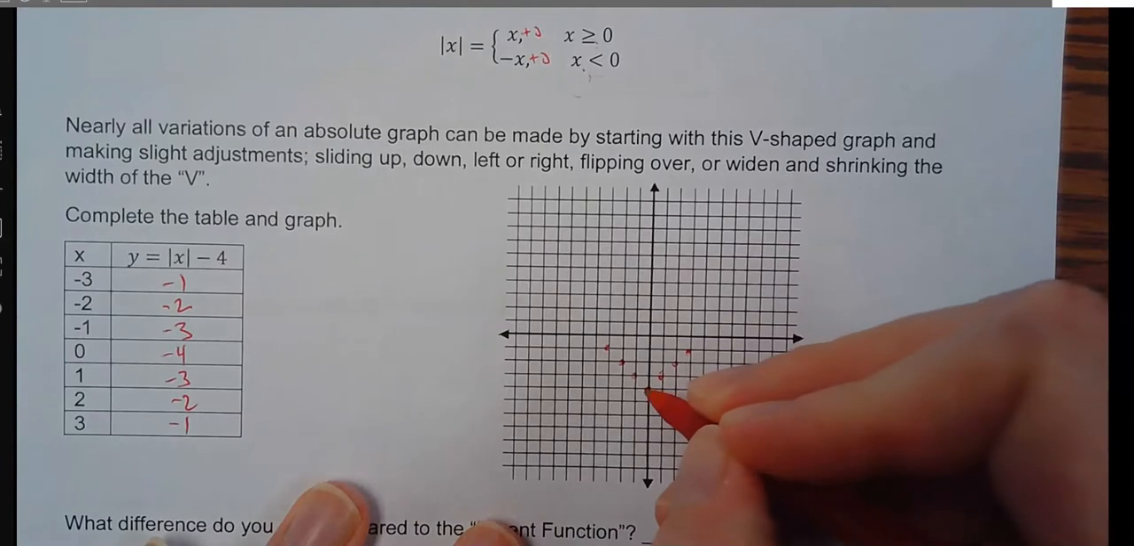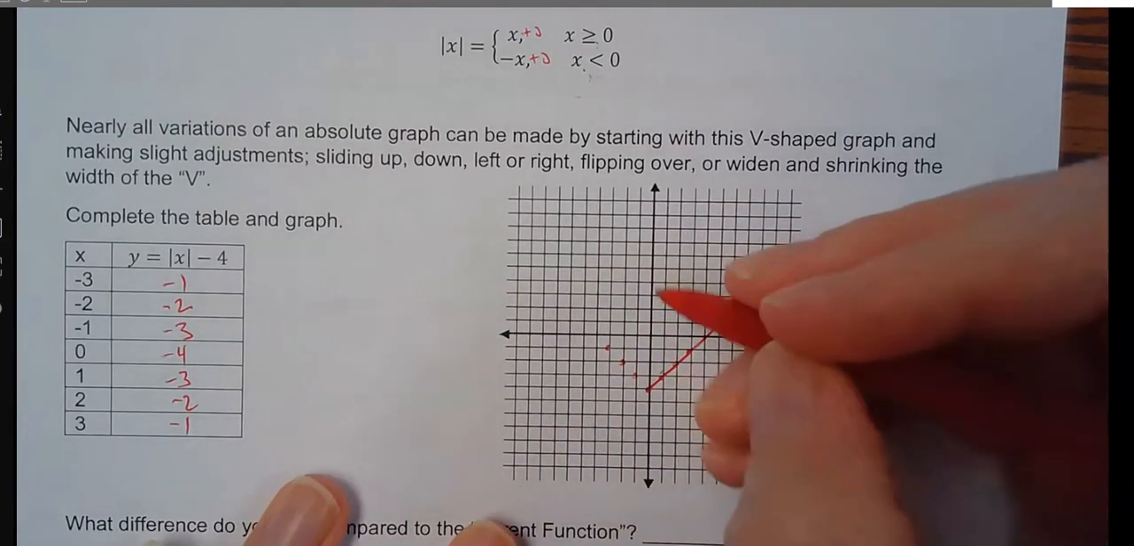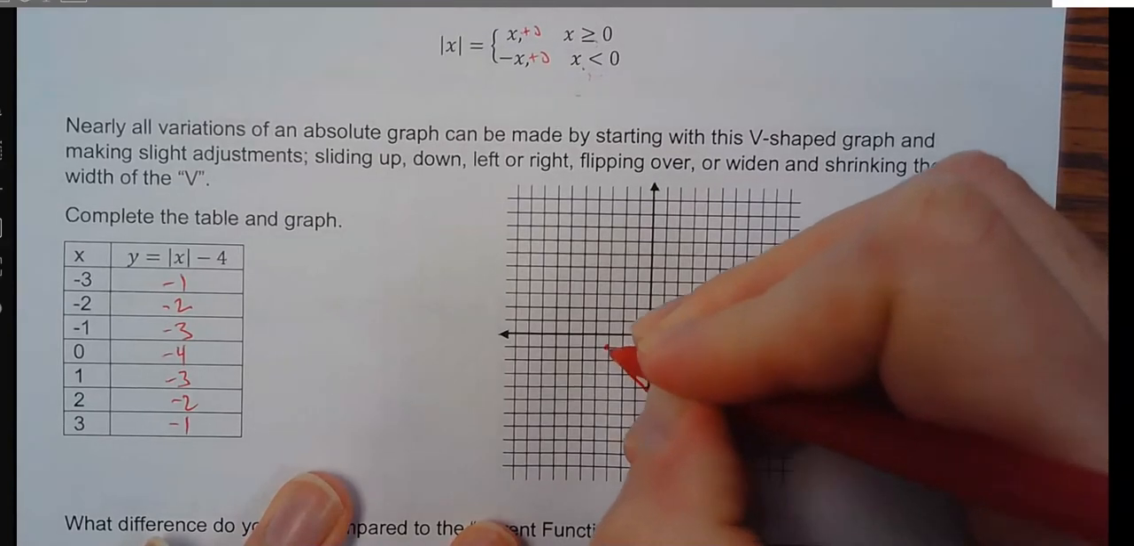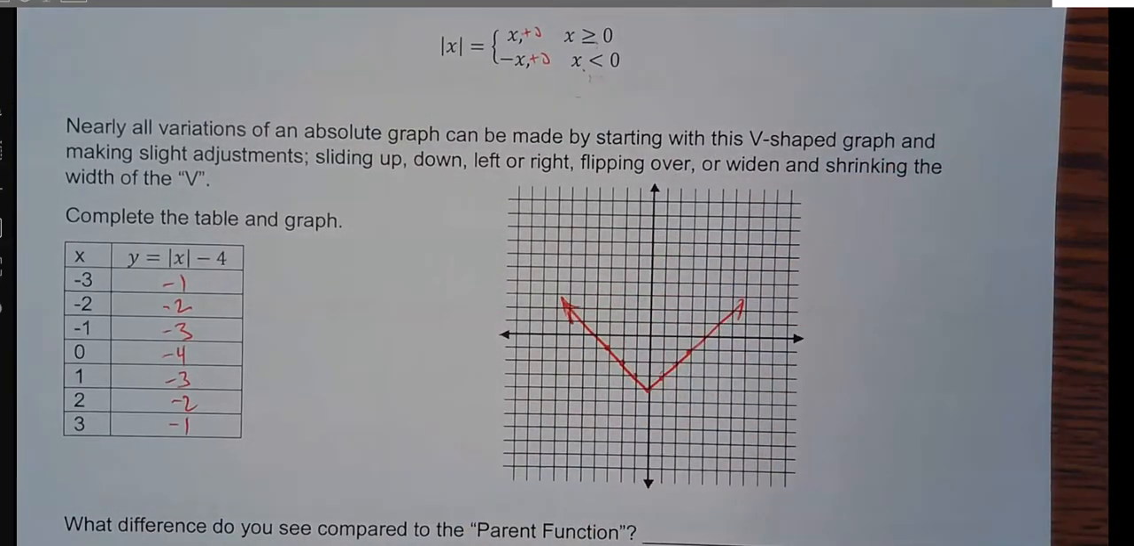So the whole thing just got moved down 4 units. And that's what I have here. Still a slope of 1 on the right side because we didn't change that slope at all. Still a -1 slope on the left side.